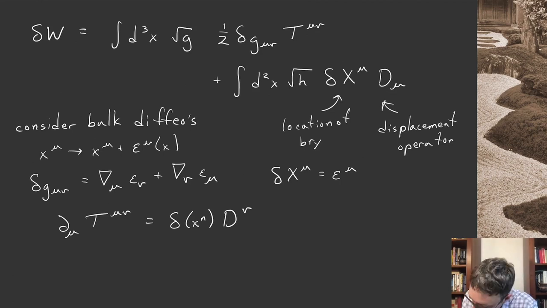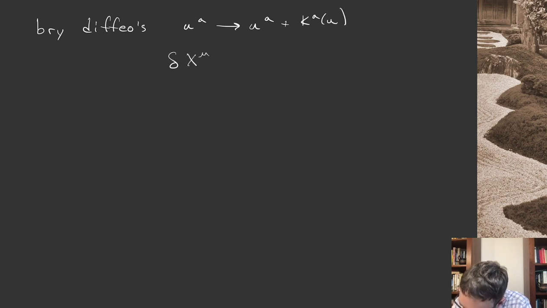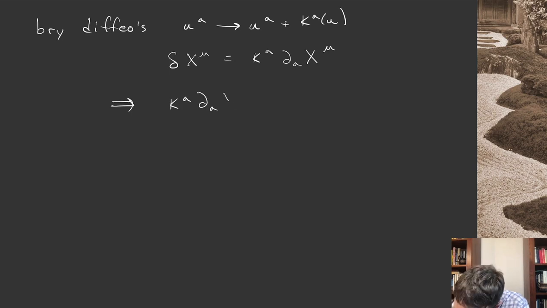It's the failure of translation invariance. So that's bulk, and I also want to consider boundary diffeos. So I have some coordinate system on the boundary, u^a plus kappa^a(u), and under a change of variables now, I'm going to shift, under these diffeomorphisms, x will shift in the following way. And so what does this imply? It implies that kappa^a ∂_a x^mu ∂_mu equals zero.